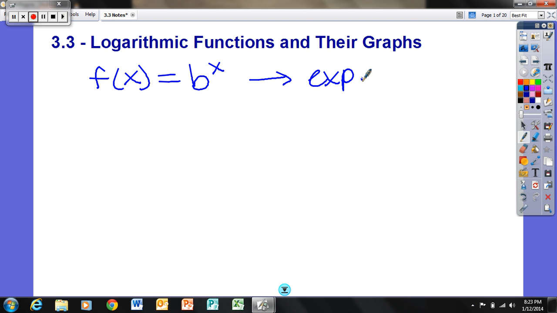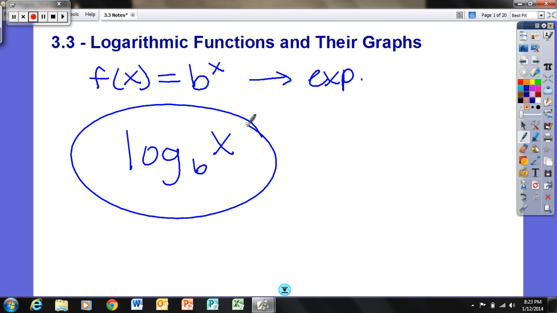So a logarithmic function with a base b looks like this. We say log base b of x. This is a logarithmic function. It is the inverse of an exponential function. And now we can pretty easily change between logs and exponential form.